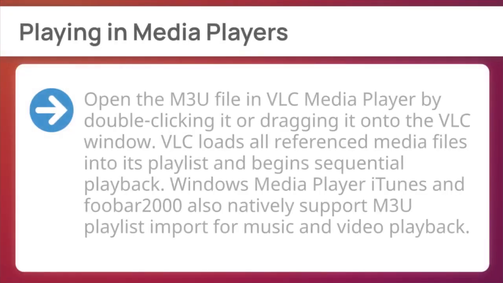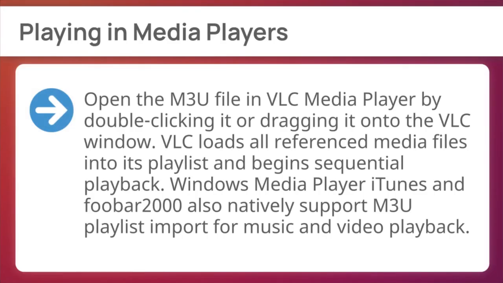First, playing in media players. Open the M3U file in VLC Media Player by double-clicking it or dragging it onto the VLC window. VLC loads all referenced media files into its playlist and begins sequential playback. Windows Media Player, iTunes, and Foobar2000 also natively support M3U playlist import for music and video playback.